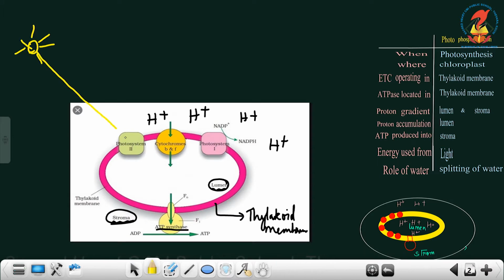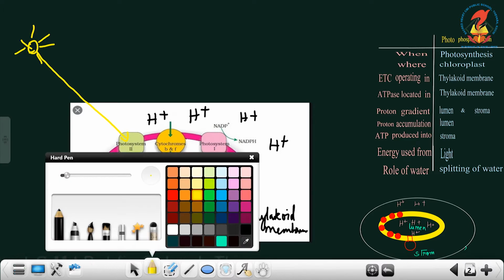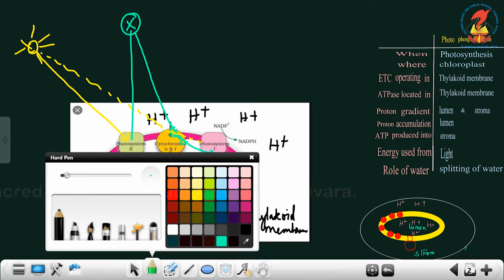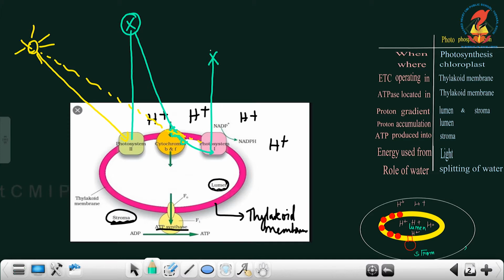When the sun's light falls on photosystem 2, an electron gets excited and is emitted, which is accepted by an electron acceptor. Then it passes through an ETC. See, ETC is here. Then it goes to photosystem 1. Meanwhile, the photons from the sun also excite an electron from photosystem 1, and an electron is emitted and accepted by another electron acceptor uphill. Then from there the electron passes downhill to this particular energy molecule NADP, and I am stopping there.